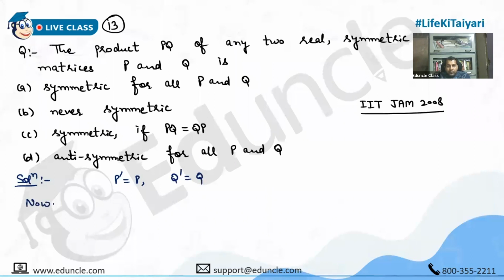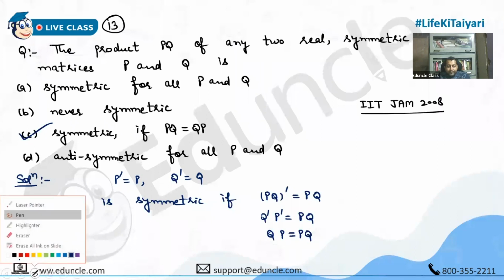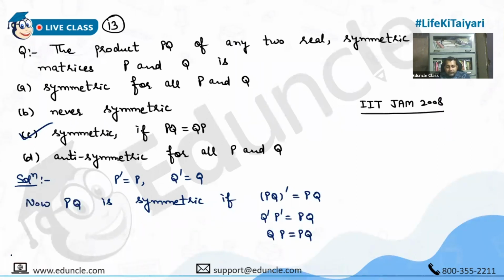Now, PQ is symmetric if PQ transpose is PQ. So it means Q dash P dash is PQ. Q dash is Q, P dash is P. So QP is equal to PQ. C option. No? Please check. Yes, sir.